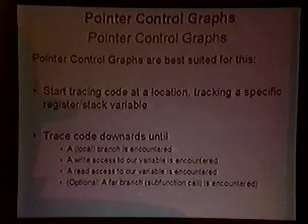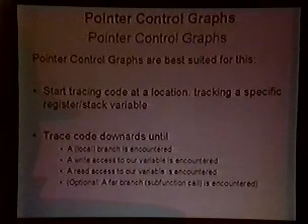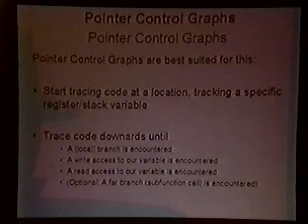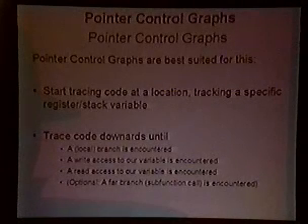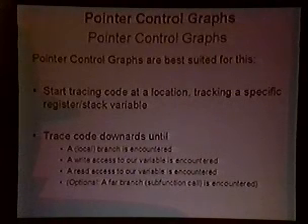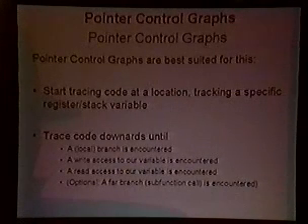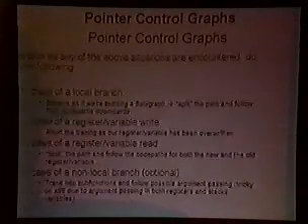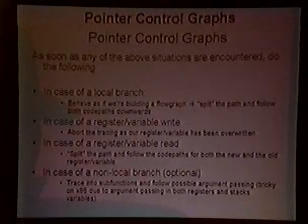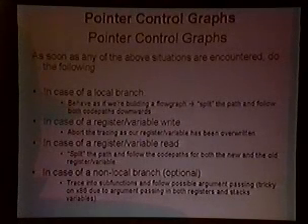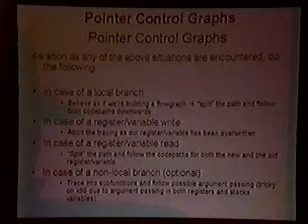Building such a pointer control graph is not hard. Again, you start tracing at some location downwards, and you keep in mind that you're tracing some kind of register. You trace code down until you encounter a local branch, a write access to a variable, a read access to a variable, or optionally, if you want to go into subfunctions, a far branch, like a call. For a local branch, you just behave as if you're doing a flow graph. You just split the graph as before.